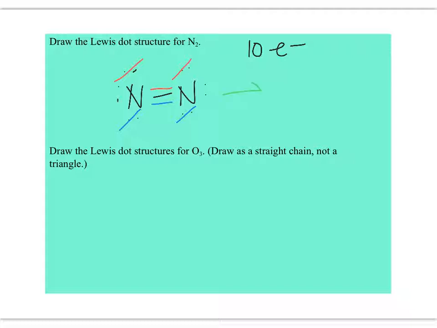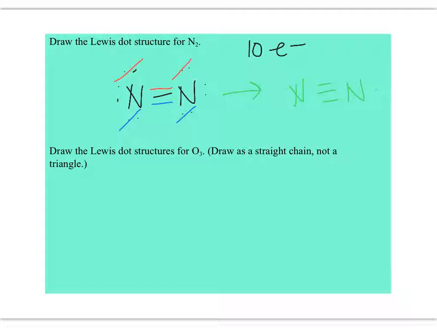I'm just going to redraw this without all of the electrons crossed out. And the Lewis dot structure looks like this. So 6 electrons shared, or 3 pairs of electrons shared within the nitrogen molecule. I've got 10 electrons and everything still has its octet.